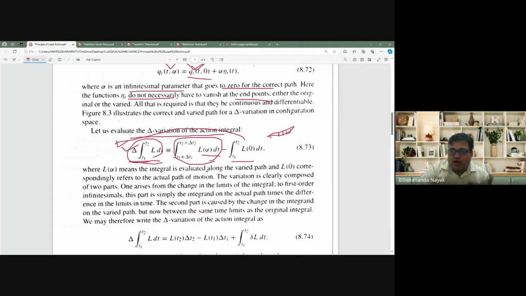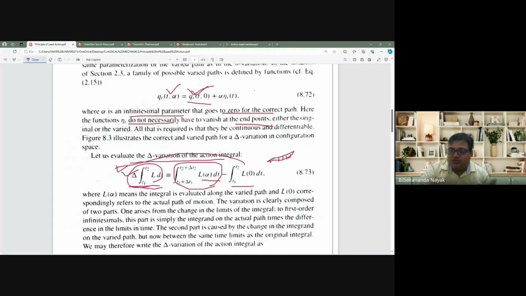And if the new path is the actual path, then alpha is equal to 0 by definition. Alpha 0 means you put your L0. L0 minus L0 dt is equal to 0, so no change. L alpha means the integral evaluated along the varied path, and L0 is the one corresponding to the actual path of motion.